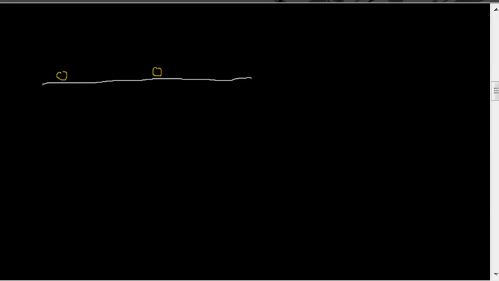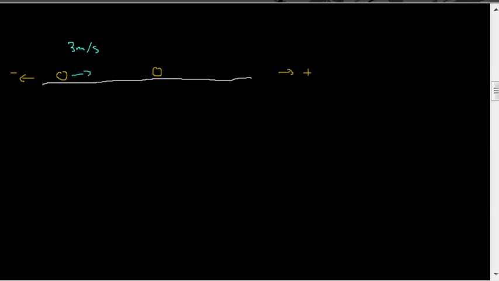Once again I'm going to call the right hand side the positive direction and the left hand side the negative direction. Suppose that at first this ball has a speed to the right of 3 meters per second. Now just imagine that maybe someone is pushing it.